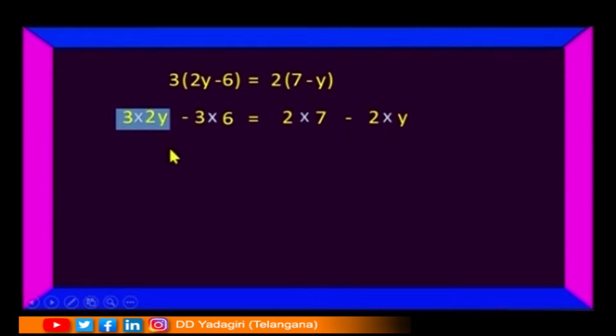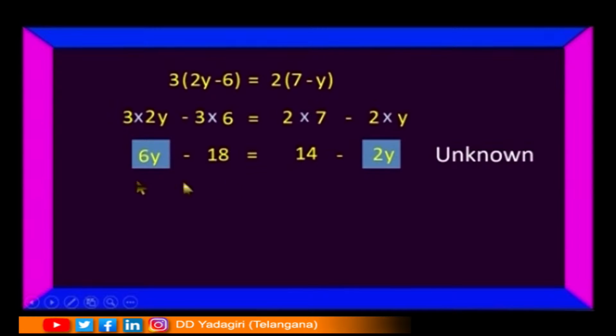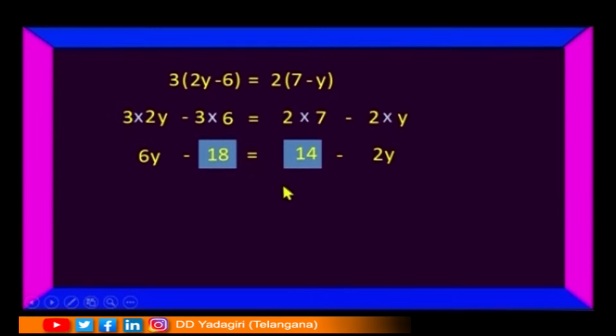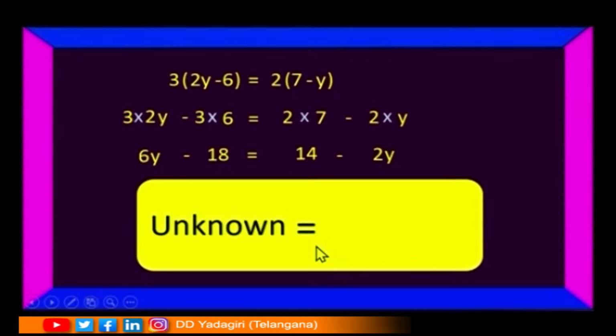Thus 3 into 2y becomes 6y, minus 3 into 6 becomes 18, and on the right side also you see 2 into 7 becomes 14 minus, and this is 2 into y, it is 2y. Now again you observe that in this step we have unknown terms on both sides and known terms also on both sides. What we need to do? We have to rearrange the terms. That means we have to bring this 2y to the left side and 18 to the right side, because you have already learned that all unknown terms will be kept on the left side and all known terms will be kept on the right side.